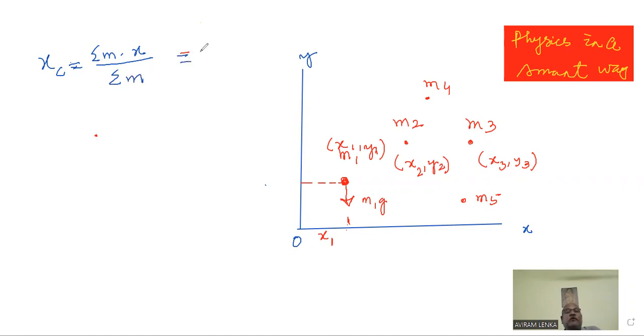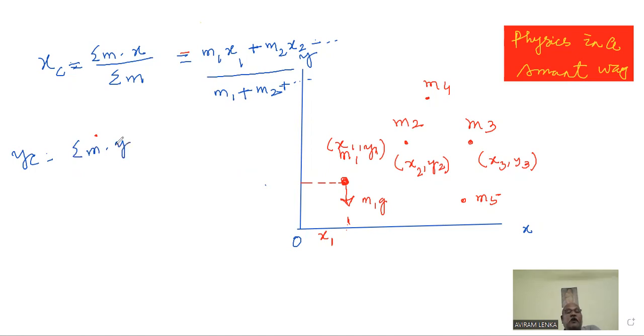Upon elaboration, this will be m1 x1, that is a weighted average formula, plus m2 x2, plus the thing goes on, divided by m1 plus m2 plus m3, the whole series going on till the last mass is covered. Similarly, the y coordinate of the center of mass, yc, will be equal to sigma m into y by sigma m, where the terms have their usual meanings.